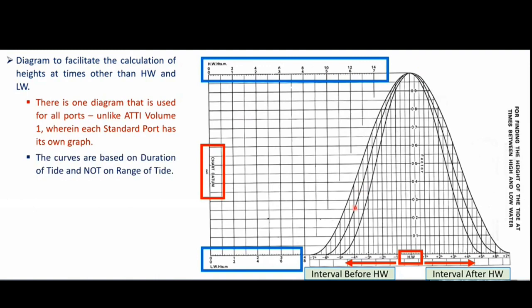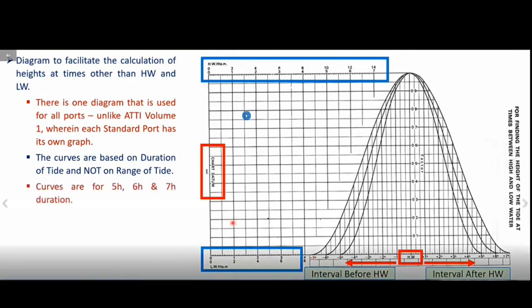Tide curves here, these curves are based on duration of tide, 5 hours, 6 hours, and 7 hours. Unlike the curves for ATT volume 1, which were based on the range of tide. If you remember, there were two curves, a solid curve for spring range and a dotted or broken line curve for the neap range. So in ATT volume 1, these curves were based on ranges. But here, for non-European waters, these curves are based on duration of tide. Okay. So beta, you see these three curves.